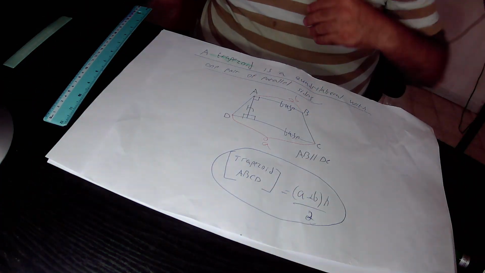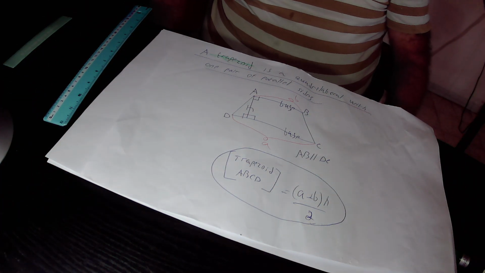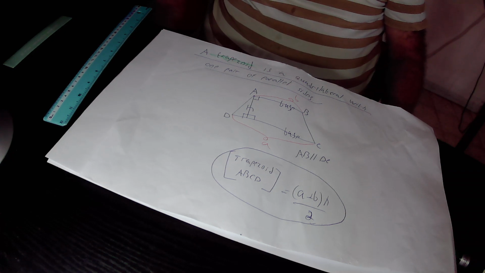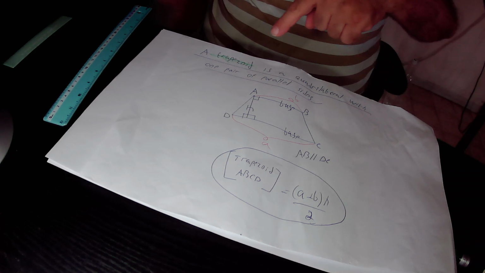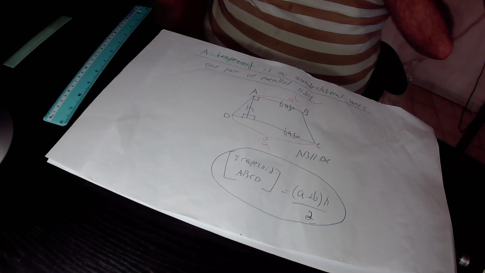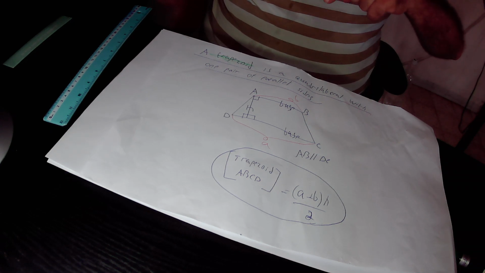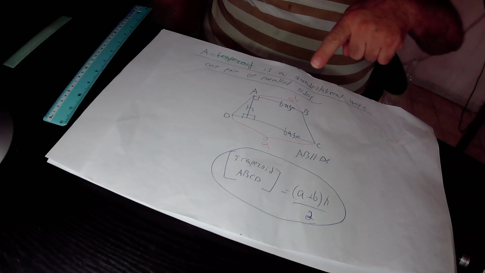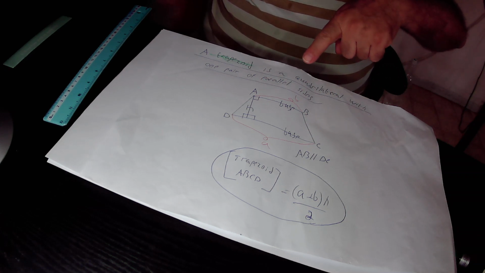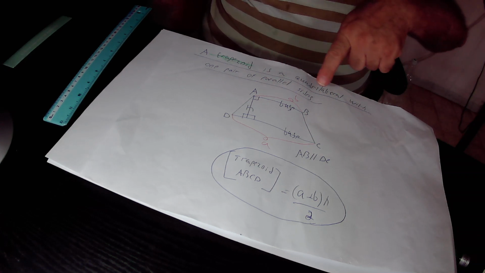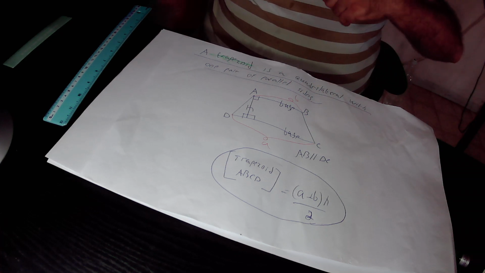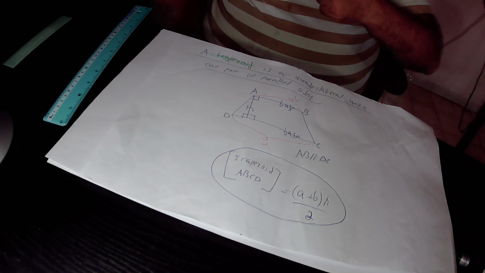Actually, a trapezoid is a quadrilateral with one pair of parallel sides. So this is trapezoid ABCD. In this trapezoid ABCD, side AB is parallel to side DC. So the two parallel sides AB and DC are defined as the bases of the trapezoid.